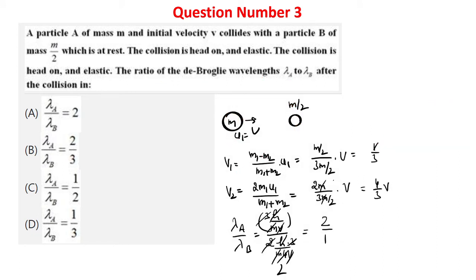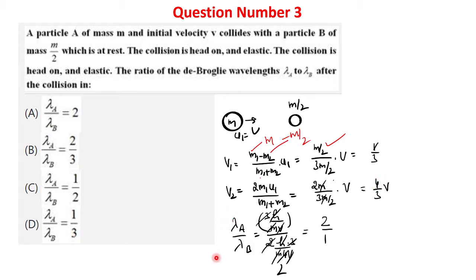So v1 turns out to be: m1 is m, m2 is m by 2. So m minus m by 2 is m by 2. m plus m by 2 is 3m by 2. m cancels, 2 cancels, velocity is v by 3. In the same way for v2, m1 is m, m1 plus m2 is 3m by 2, m cancels, 2 in the numerator, 2 into 2, 4 by 3 into v.